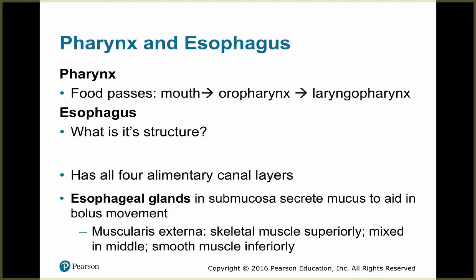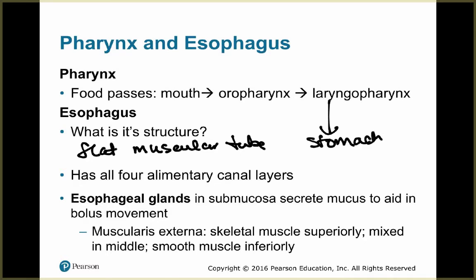Now, the esophagus is basically a flat muscular tube. And it goes from that laryngeal pharynx to the stomach. This guy is basically collapsed when it's not involved in food propulsion.